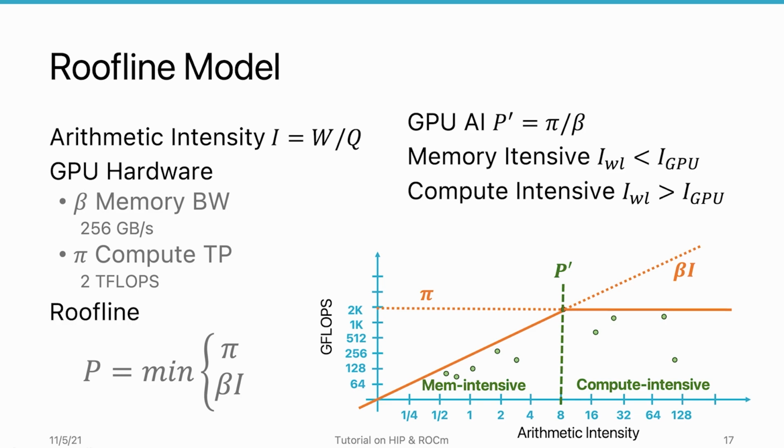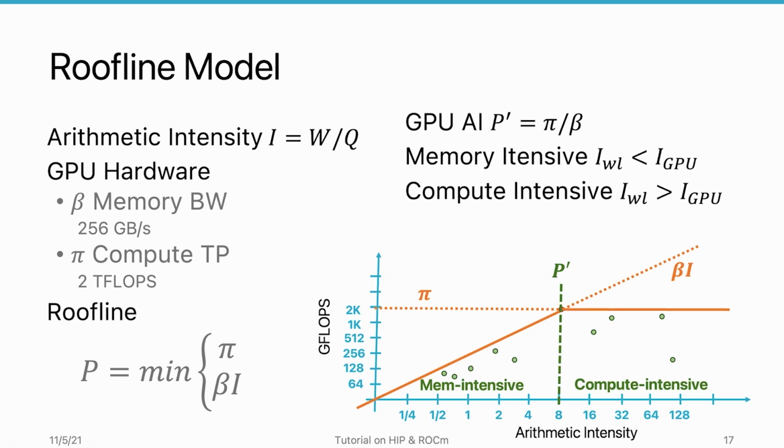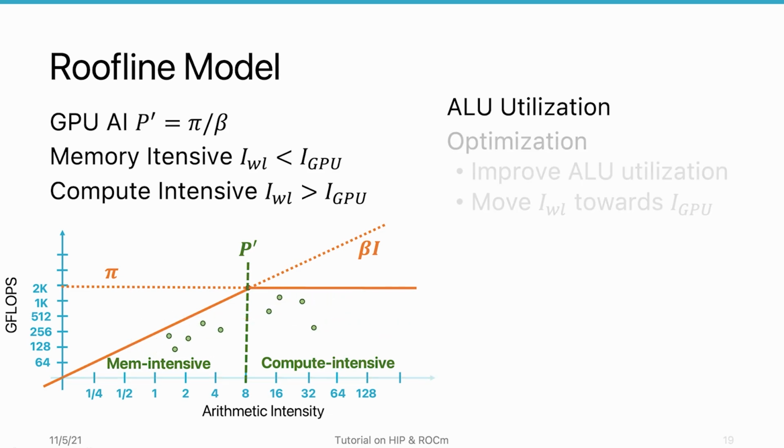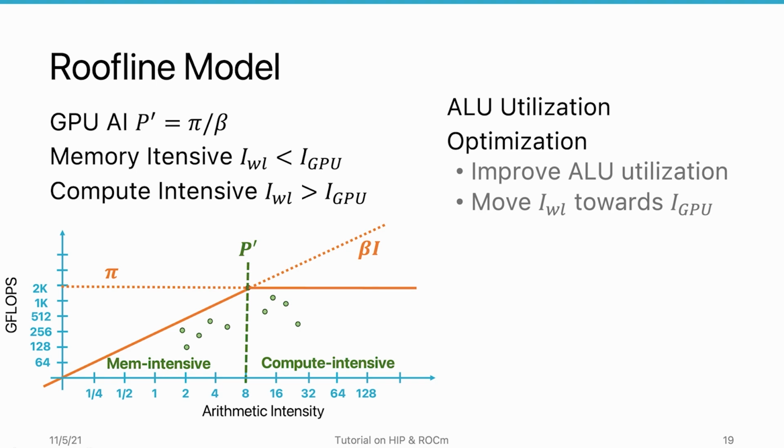The overall goal of optimizing a GPU program is to improve the ALU utilization. For every workload, there's always a gap between the ideal ALU utilization and the achieved ALU utilization, represented by these utilization gaps in this figure. So what are the general rules of improving the ALU utilization? The general rule is we want to move the application's arithmetic intensity towards the GPU's arithmetic intensity, so we can utilize both the memory bandwidth and the compute throughput.